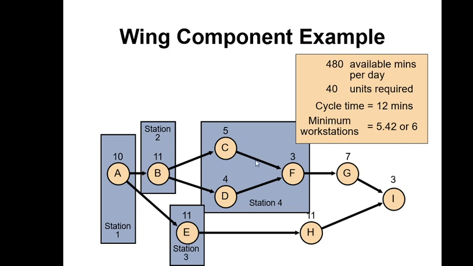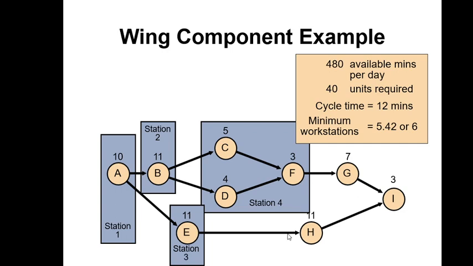Now look at station number 4. Three tasks will be assigned to this station: C, D, and F. So 3 plus 5 is 8, plus 4 is 12. It can't be 13; it must be 12 or less. 12 exactly is okay because our cycle time is 12. This is a perfect workstation because we have no idle time: 12 minutes used and a cycle time of 12, so 12 minus 12 is equal to 0. Our idle time in station number 4 is 0.